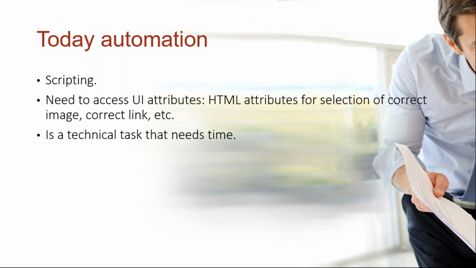If you look at native applications, you have the same kind of problem, and most of the time the tool allows you to access these attributes of the developer. They need it to identify uniquely a UI object, and in the end, it's a technical task. You need to get used to HTML attributes, used to attributes on an Android UI object, or used to attributes on an iOS object.